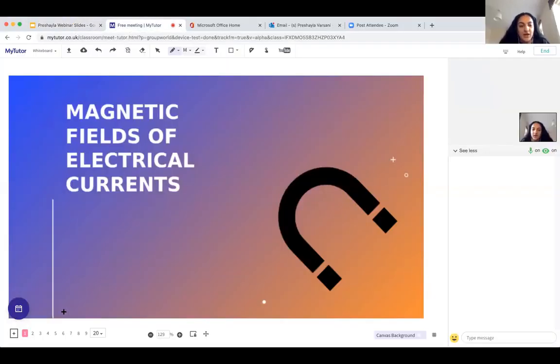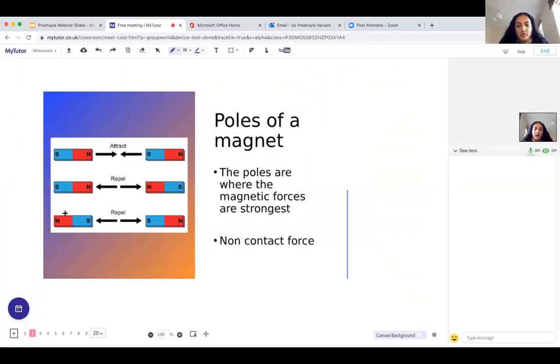Okay, so we're going to start off by talking about the poles of a magnet. I'm sure you all know from Key Stage 3 Physics about the poles of a magnet. We have a north pole and we have a south pole. The North Pole is usually depicted in red and the South Pole is usually blue. So that's how you can tell if the letters weren't there for any reason.